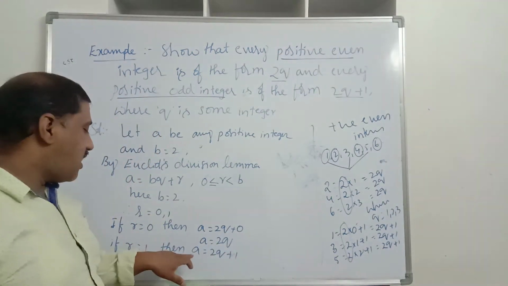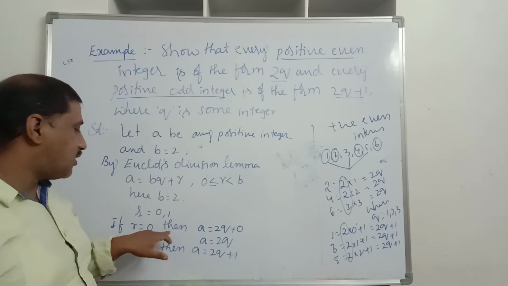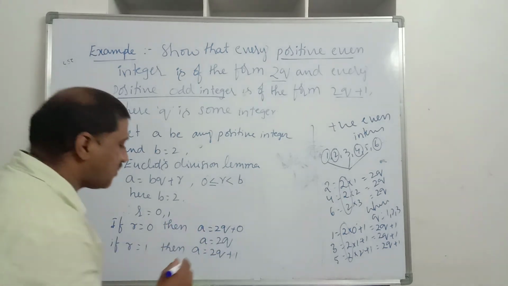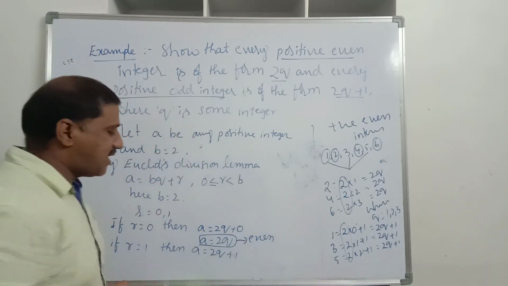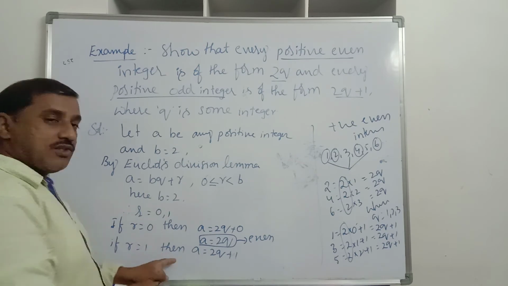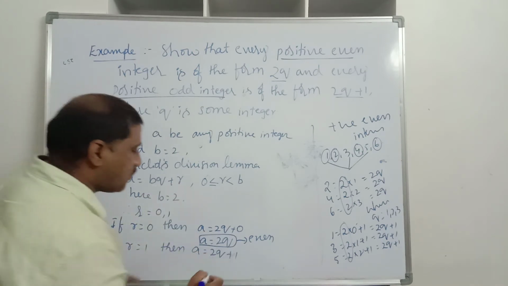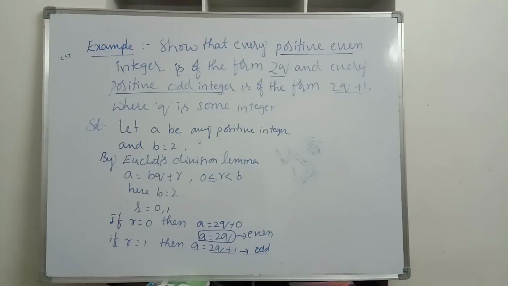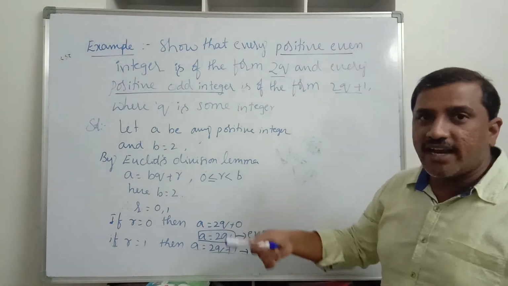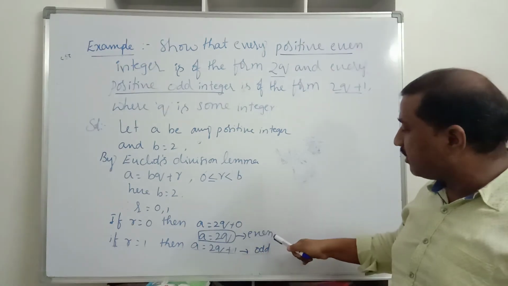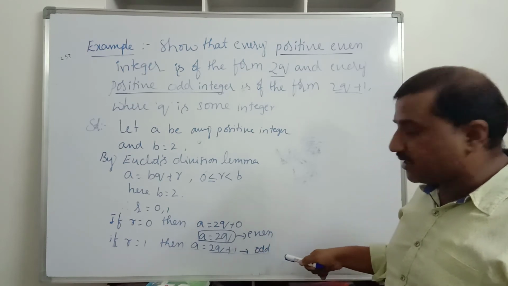Therefore, if r equals 0, then a equals 2q plus 0, that is a equals 2q. What does this 2q represent? It is an even number. And if r equals 1, then a equals 2q plus 1, which represents an odd number. When we divide any number by 2, if the remainder is 0, we call those numbers even numbers, and if the remainder is 1, we call those numbers odd numbers.